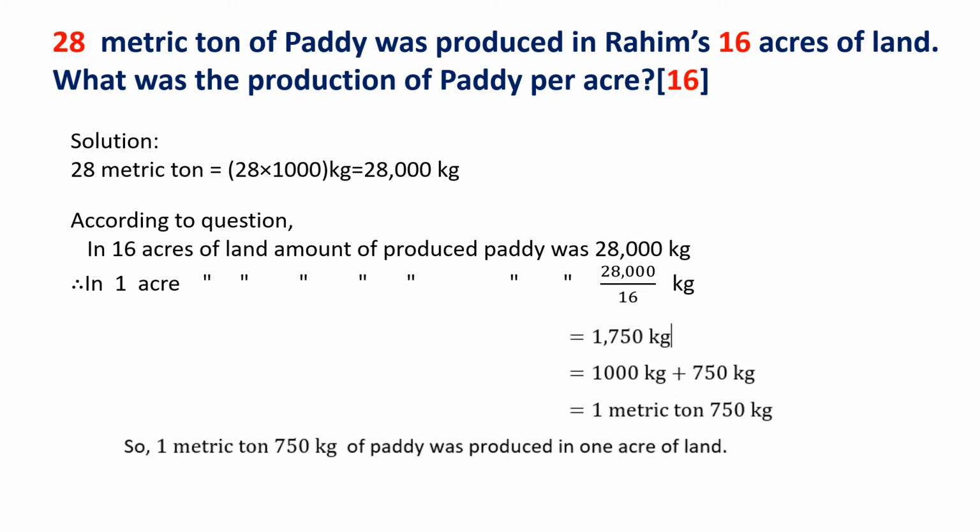kg, and 1750 kg can be split into 1000 kg plus 750 kg, and you all know that 1000 kg can easily be written as 1 metric ton, and 750 kg as 750 kg. So 1 metric ton 750 kg of paddy was produced in 1 acre of land. Okay, that's cool.